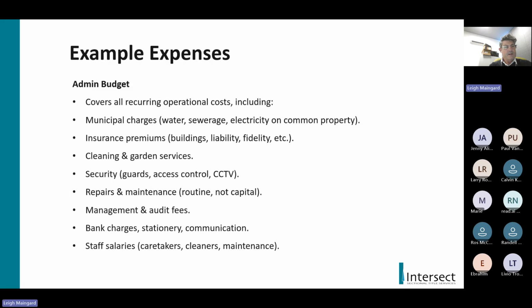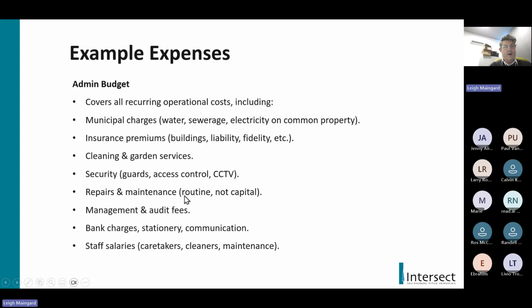But these expenses cover all recurring operational costs, including municipal charges, insurance premiums, which includes liability and fidelity insurance, cleaning and garden services, security being guards, access control, CCTV, repairs and maintenance, routine, but not of a capital nature, where the maintenance plan is of a capital nature. Routine, but also, as I mentioned in the previous slide, repairs and maintenance.